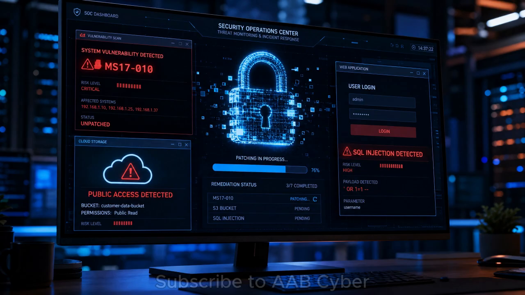A cloud storage bucket left open to the public internet. A login form with no input validation. Or a new hire who's never sat through security awareness training. Key insight: every system has vulnerabilities. The goal was never zero vulnerabilities. It's finding and closing them faster than someone else finds and uses them.